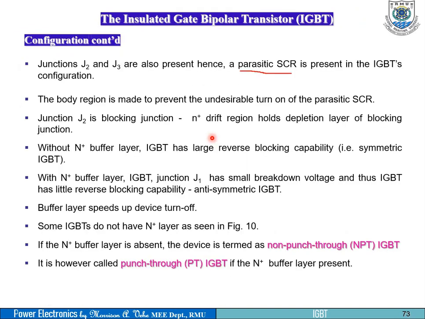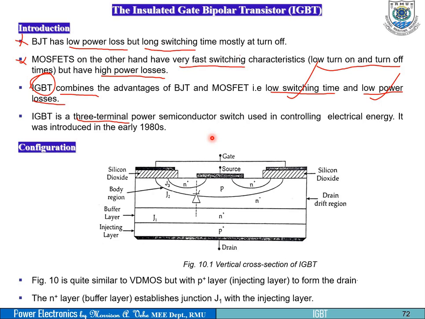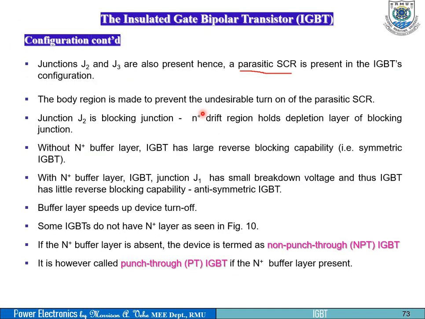Drift region. Now, if you also look at this, remember we mentioned something about the volatile drift region with every one of the PN devices. Without the N plus buffer layer, the IGBT has a very large reverse blocking capability, meaning it can deal with reverse voltage of very high magnitude.